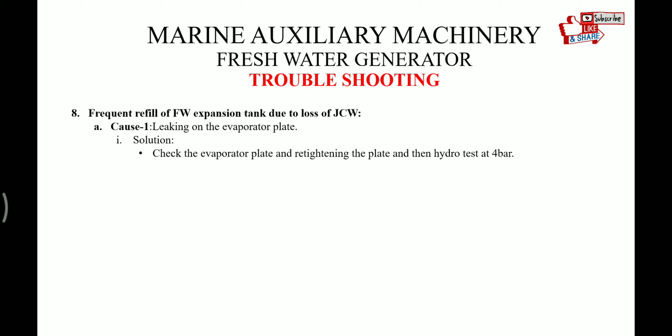Eighth fault what we see in freshwater generator is frequent refilling of freshwater expansion tank due to loss of jacket cooling water. In that case, the cause for that is leaking on the evaporator plate, and the solution is check the evaporator plate and retighten the plate, and then hydro test it at 4 bar.